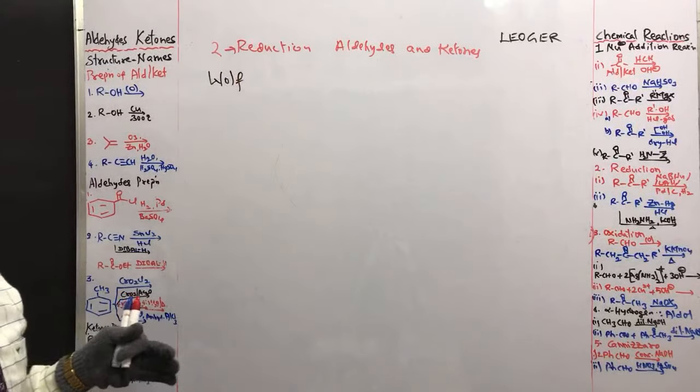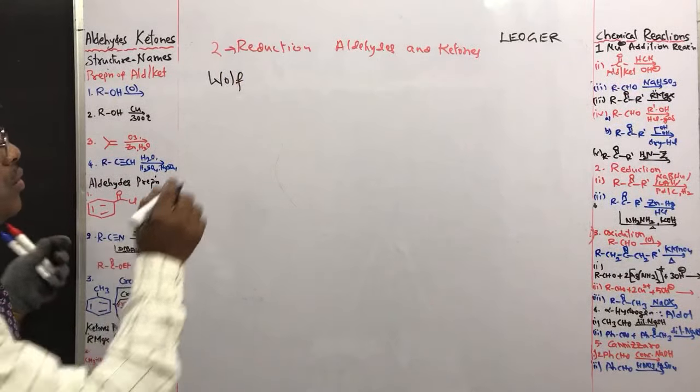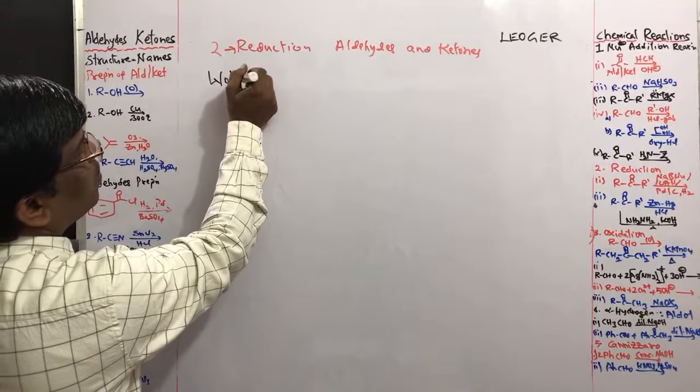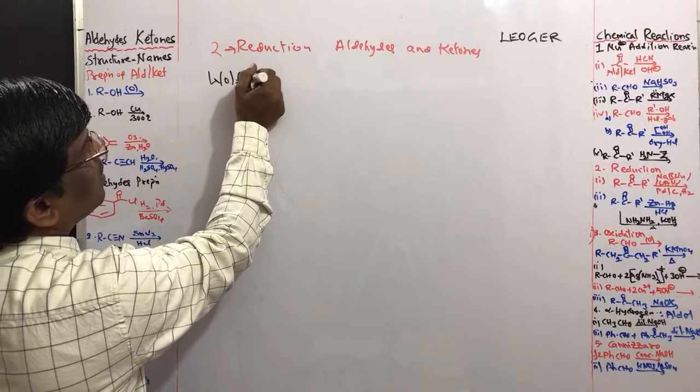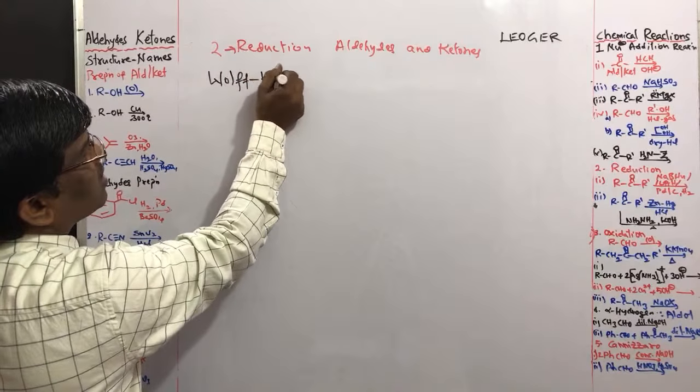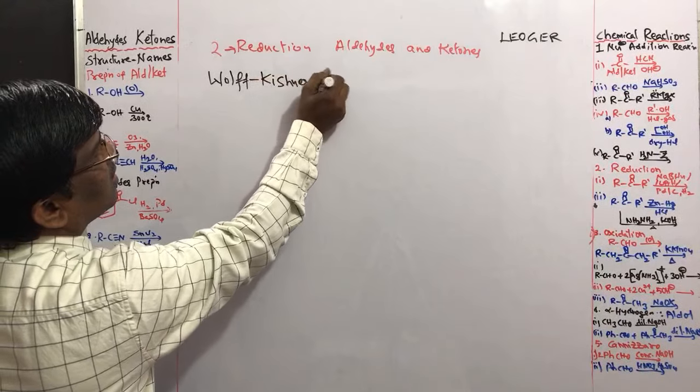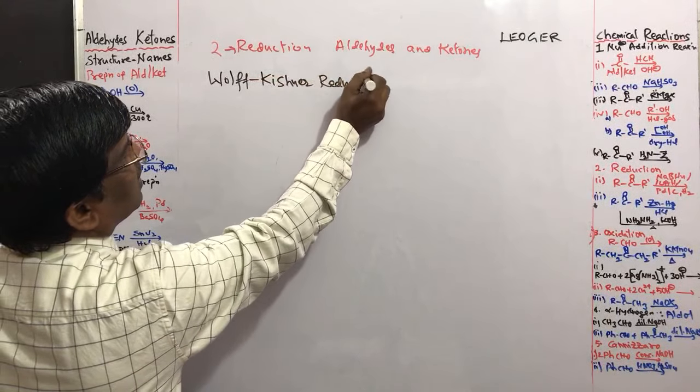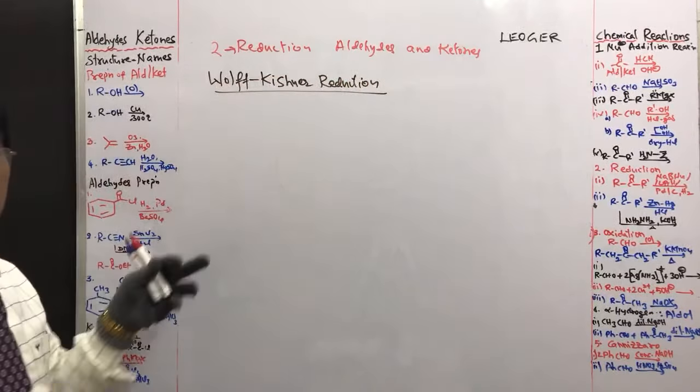In Clemmensen reduction, we have used acid. So to overcome that acid labile group cleavage, we use Wolff-Kishner reduction. Dear students, don't worry.